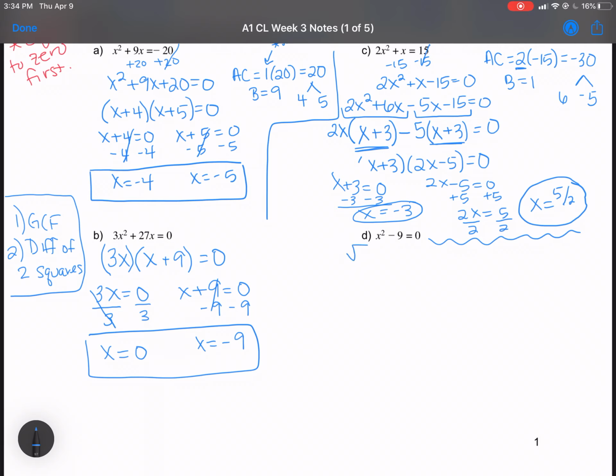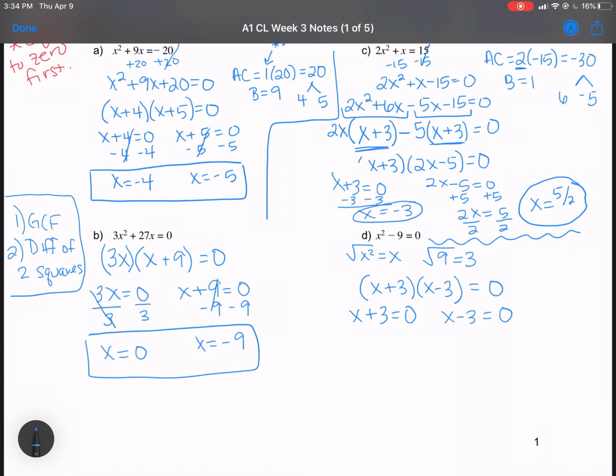So the square root of x squared equals x. And the square root of 9 equals 3. So now we have the quantity x plus 3 times the quantity x minus 3 equals 0. Set them both equal to 0. So x plus 3 equals 0, x minus 3 equals 0.